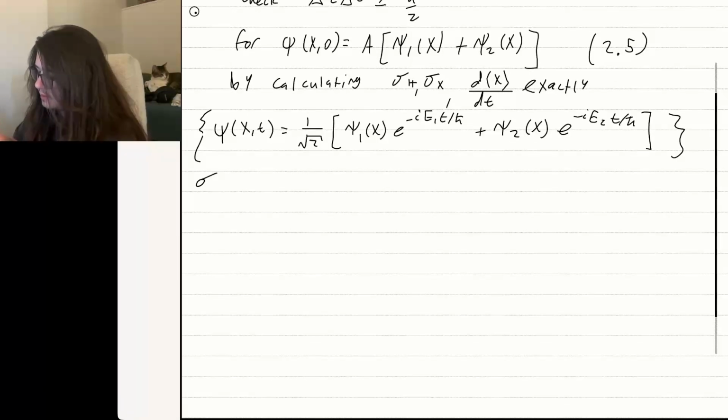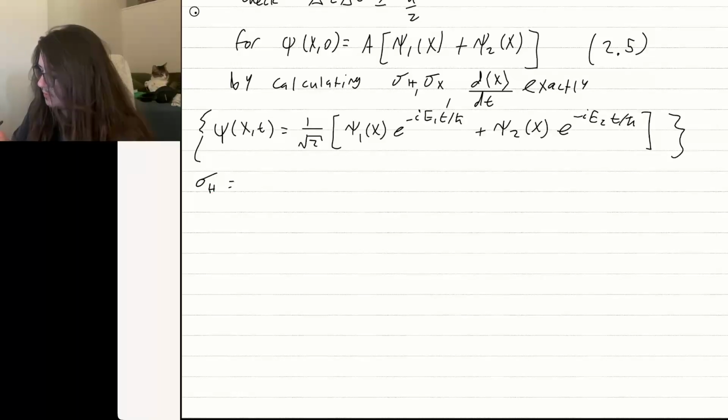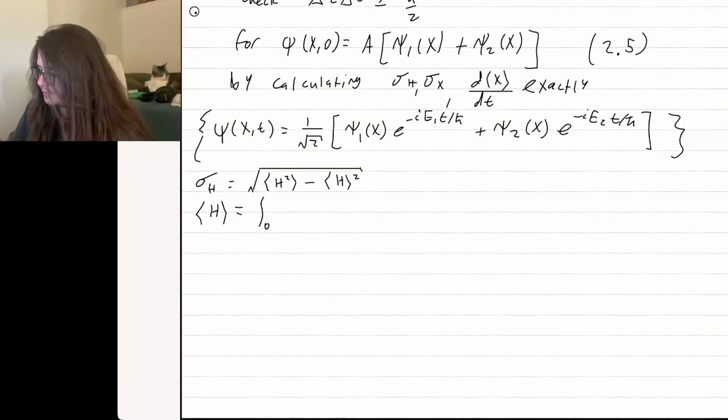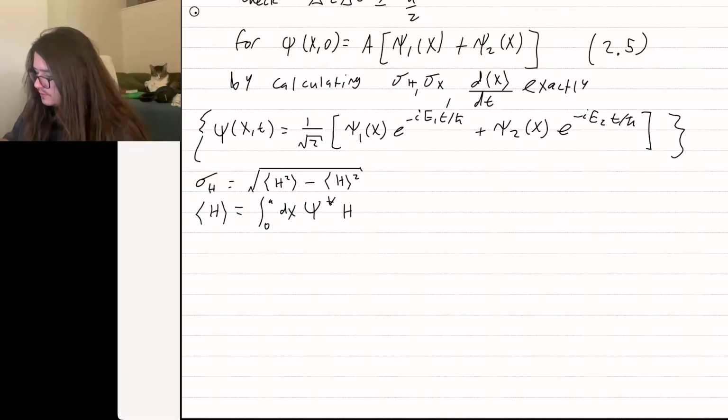So the uncertainty in energy, sigma H, is the square root of the expectation value of H squared, minus the squared expectation value of H. I didn't calculate what either of those were in my 2.5 video, so let's do that now. It's the integral from 0 to a dx of psi star H psi. So I'm going to write out what those are.